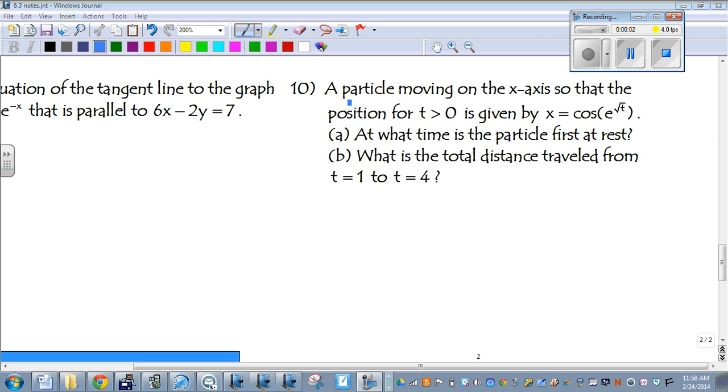Alright, problem 10 says a particle moves on the x-axis so that the position for t greater than 0 is given by this equation. So this is our position function. Part A is asking us what time is the particle first at rest.